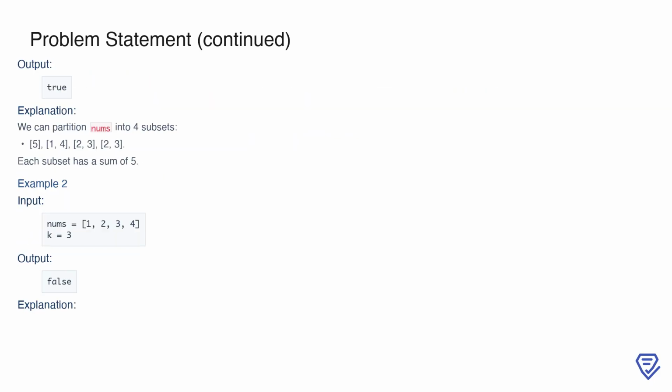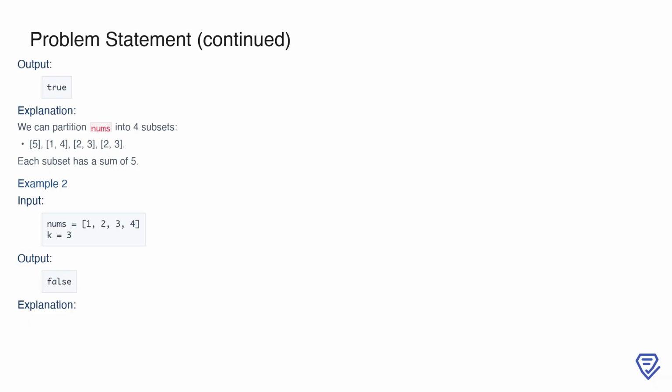Consider the first example where nums is 4, 3, 2, 3, 5, 2, 1, and k is 4. In this case, the output is true. The array can be partitioned into 4 subsets: 5; 1, 4; 2, 3; and 2, 3. Notice that each subset has a sum of 5, which satisfies the condition.